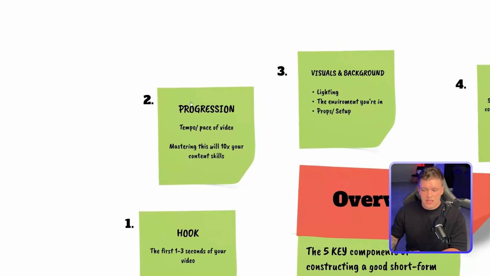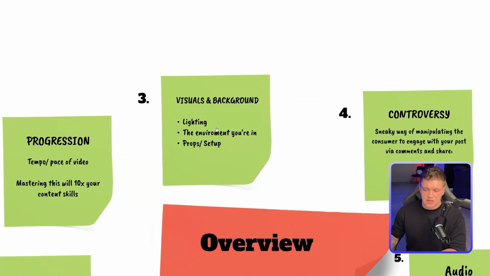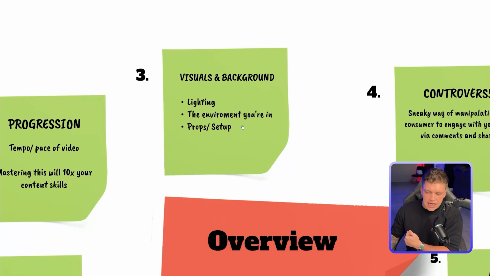The second thing is something barely anybody talks about, but is super underrated, and just by mastering this alone you'll 10x your content. That's progression, which is basically the tempo and pace of your video. The third thing is visuals and background, so lighting, the environment you're in, and your props and setup.